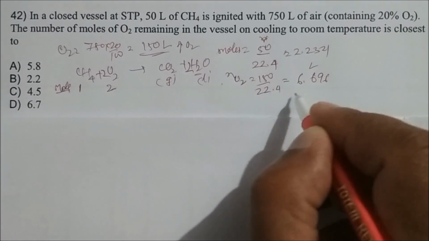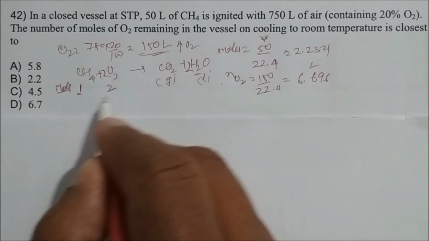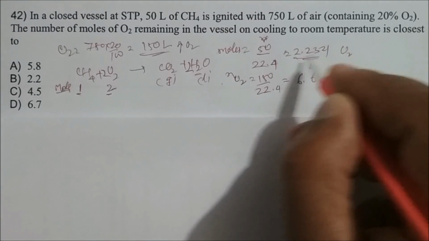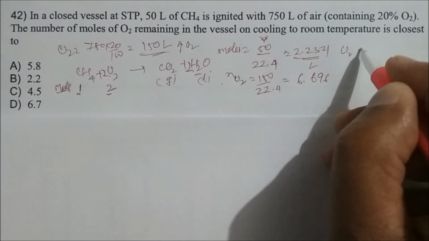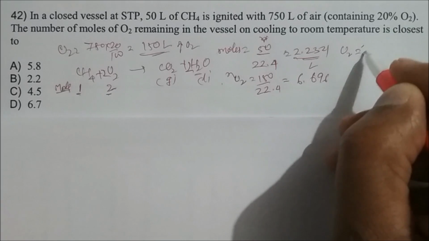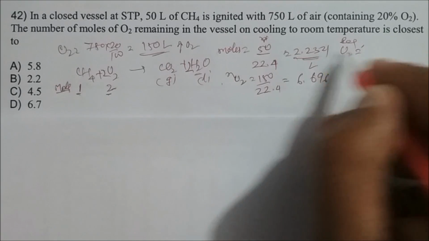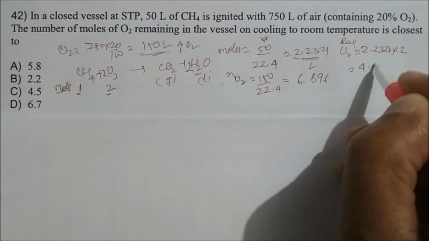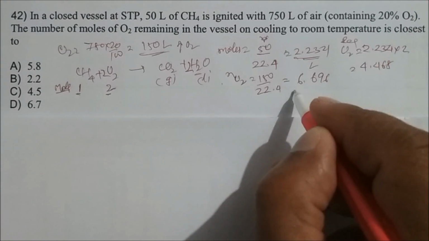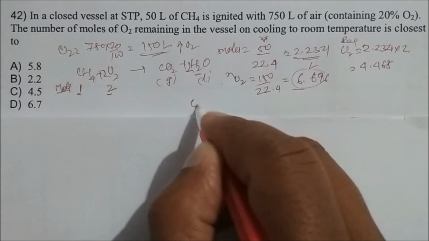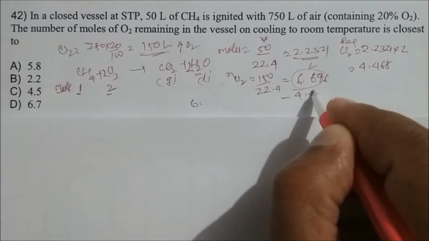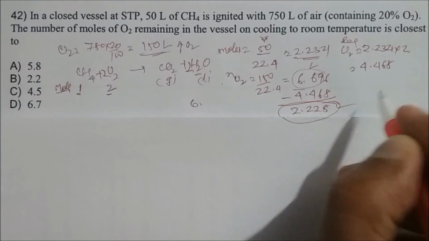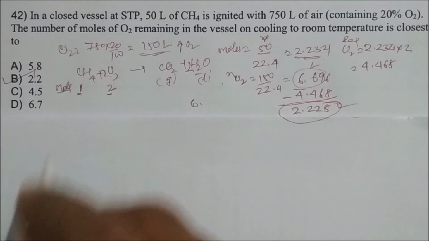6.696. Now, for 1 mole of methane we definitely require 2 moles of oxygen, double of this one. So required oxygen will be double of 2.234, so 2.234 into 2, you will get 4.468. Now subtract from here, because this is the maximum. If you subtract 4.468 from 6.696, you will get 2.228. So this is about 2.2, and if you see carefully, this answer is our correct answer.